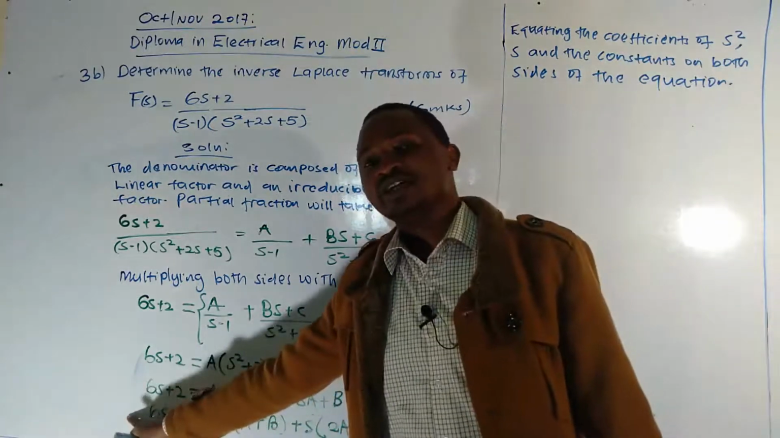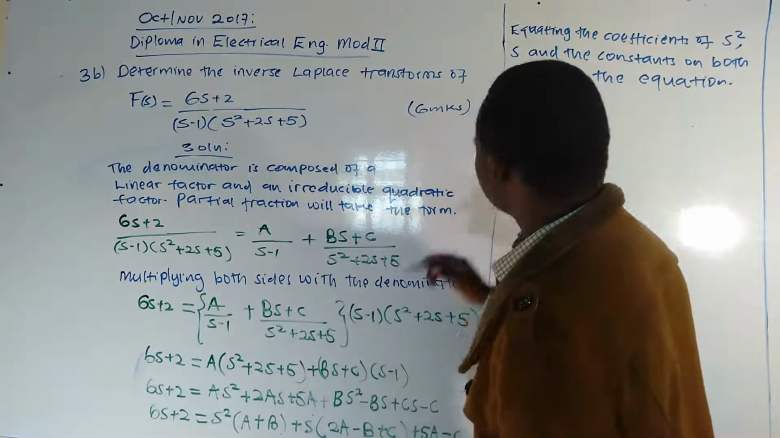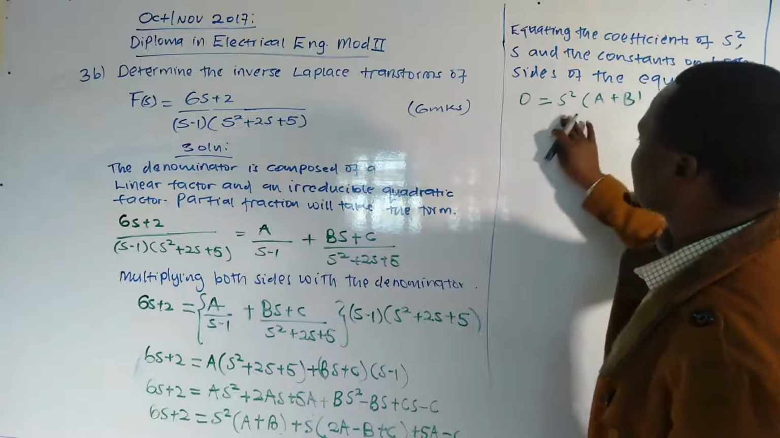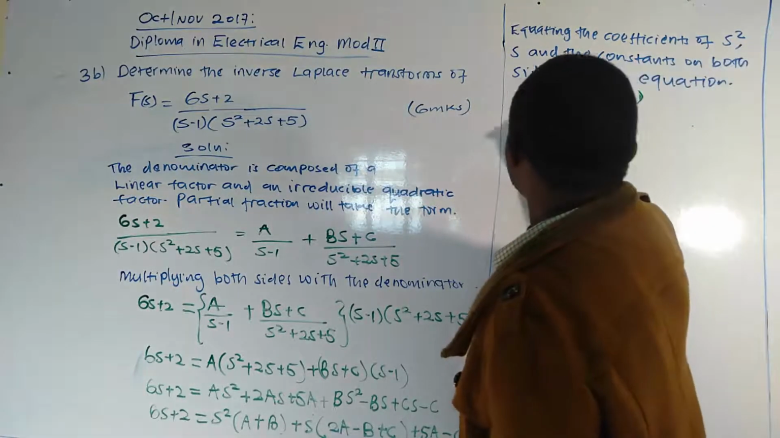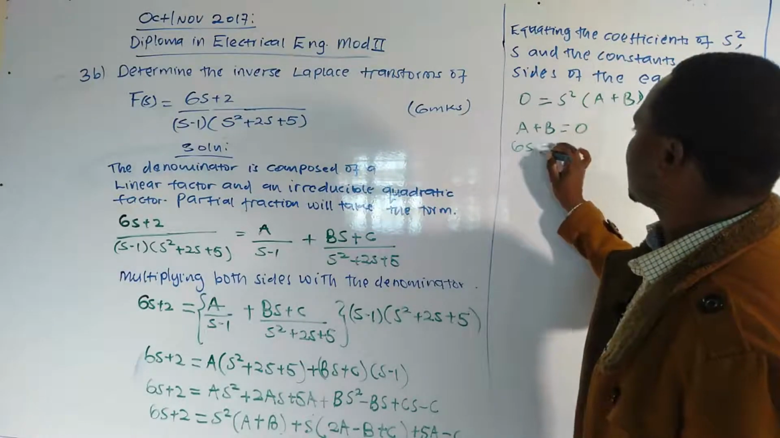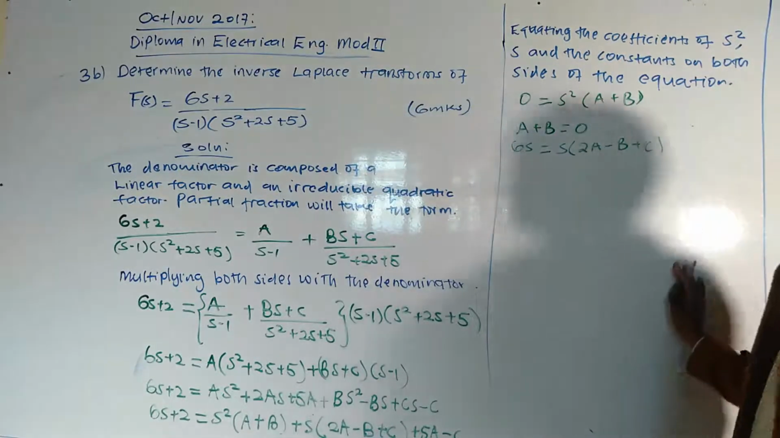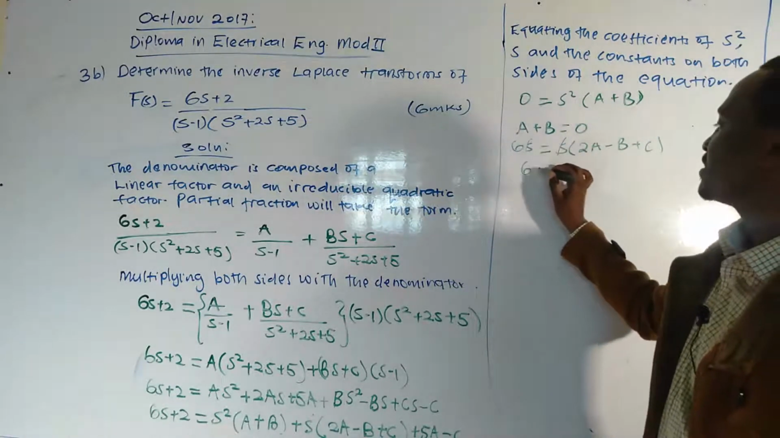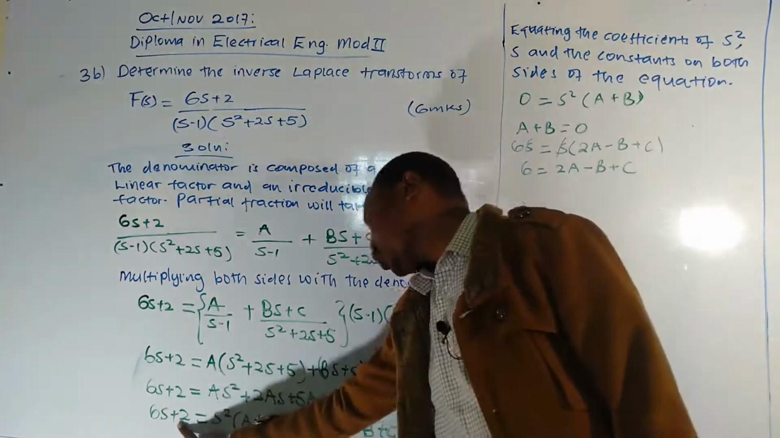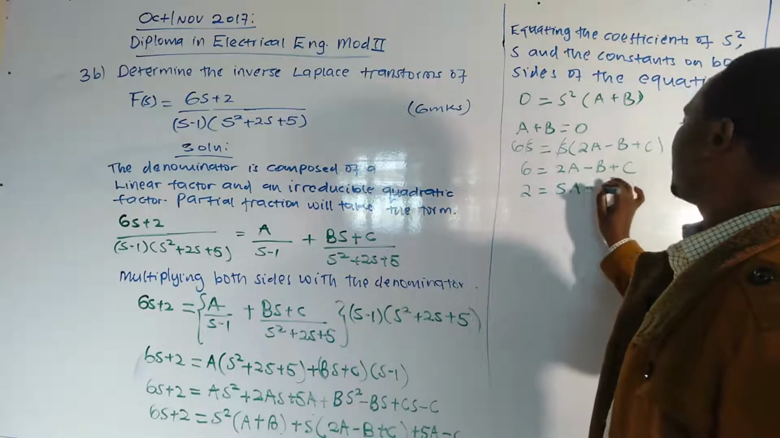You can see on this side we do not have s squared, or in short we have 0s squared. Therefore you have 0 times s squared equal to s squared times a plus b. This is simply a plus b is equal to 0. We also have 6s is equal to s times 2a minus b plus c. We can cancel out s, so we have 6 is equal to 2a minus b plus c. We also have the constant 2 equated with 5a minus c. You have 2 is equal to 5a minus c.